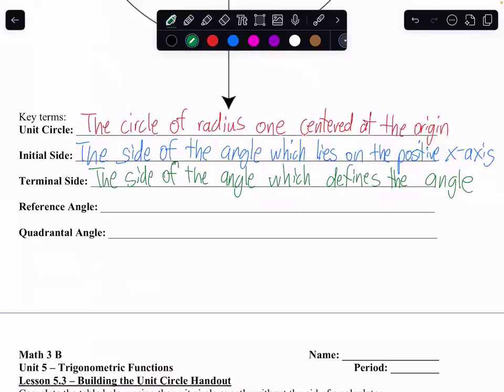Because if all the initial sides are the same, the only thing that makes two angles different is their terminal side. I may have said that backwards. So the terminal side is what makes, for example, a 30-degree angle a 30-degree angle and not a 60-degree angle.